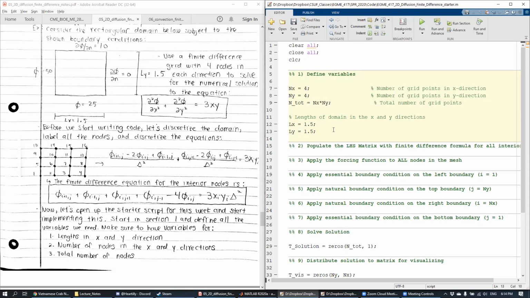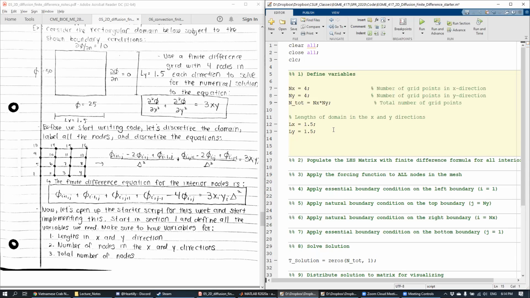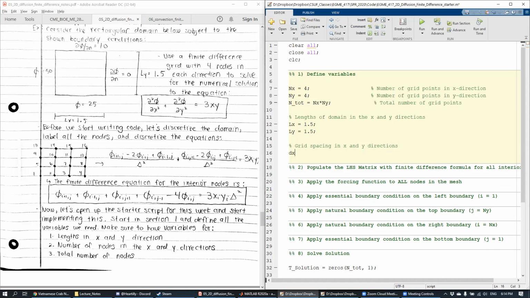Okay. And so now that we have the length of the domain, and the number of grid points in the x and y directions, next thing that we're going to need is the grid spacing in x and y directions. Right. And so in this case, it's going to be the same, but let's go ahead and write separate variables for it. Okay. And so let's go ahead and use the information that we have. Right. So first we're going to have dx, where dx here is going to be the grid spacing in the x direction.